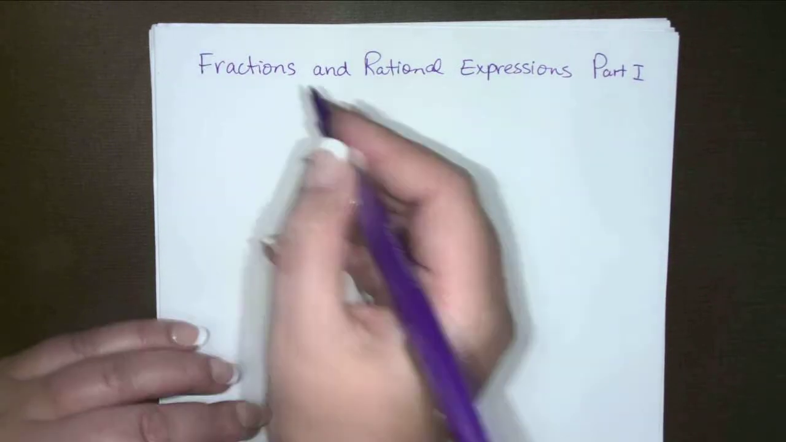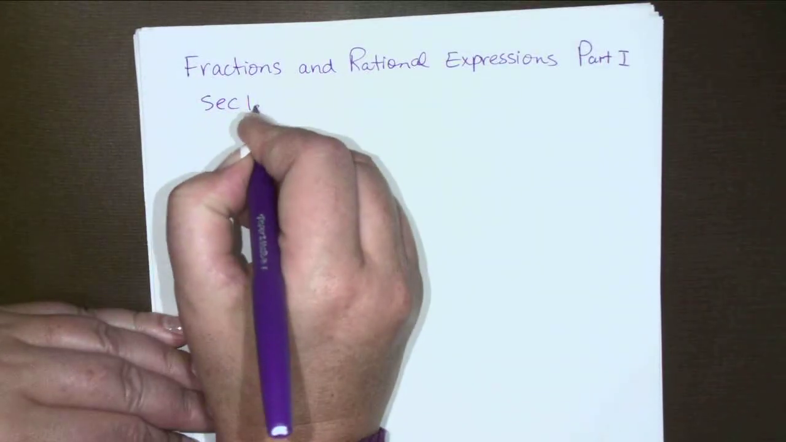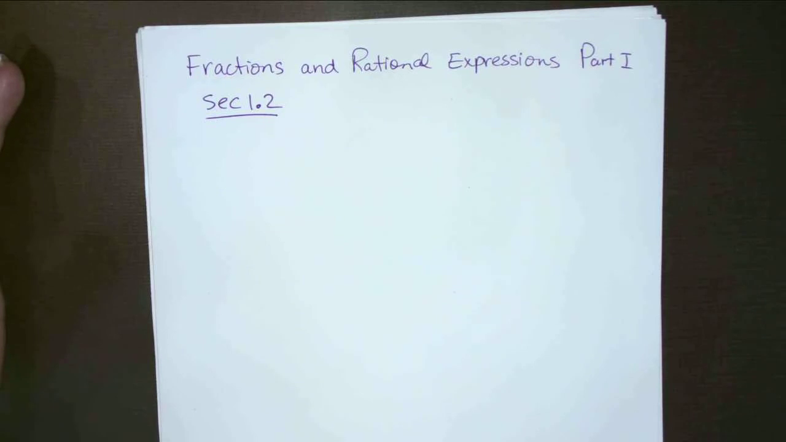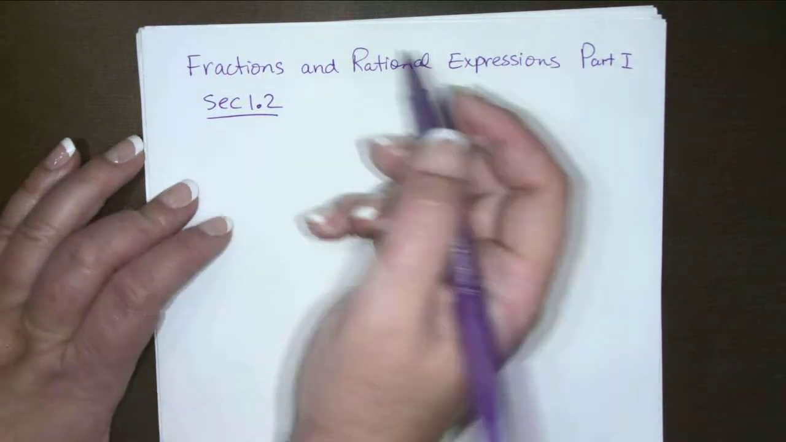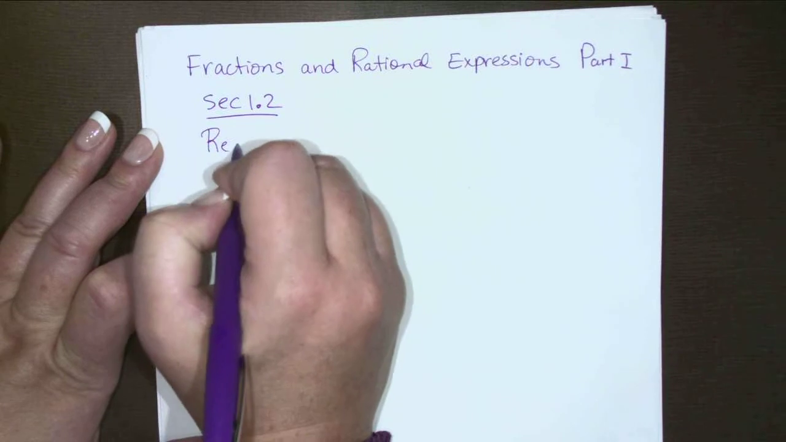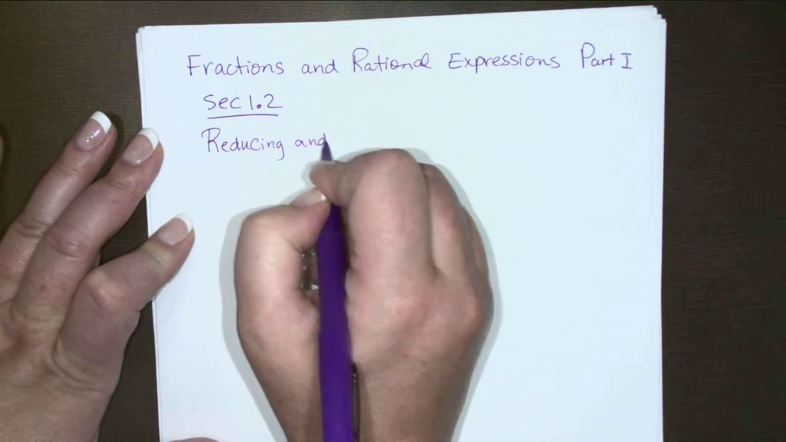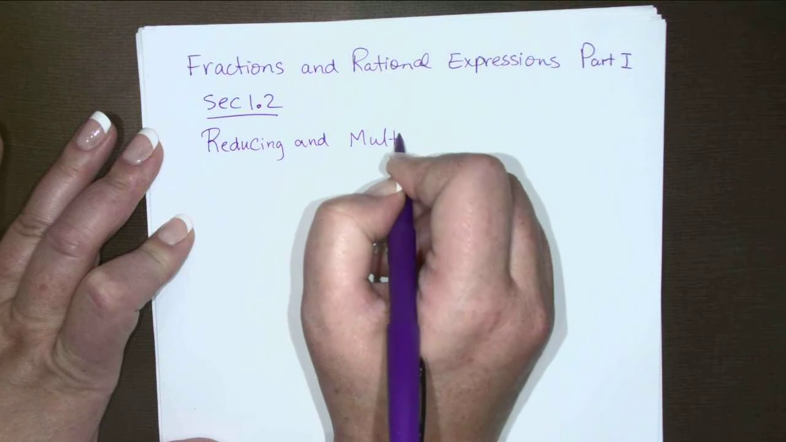So this is section 1.2. So hopefully you've read section 1.2 already and know everything I'm going to do. Okay, so it's better to read it beforehand and then listen to the lecture after. So first we are going to reduce and multiply fractions.